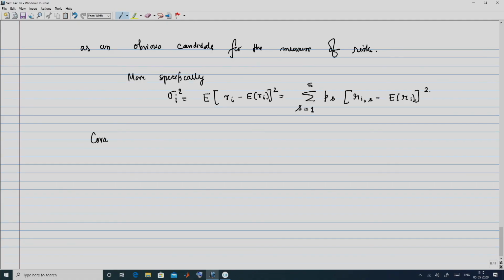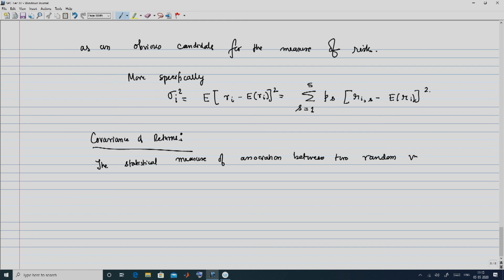So, accordingly we are now in a position to start talking about the covariance of the returns of assets. We start off with this definition of covariance of returns, and I will briefly note down the motivation that I have just discussed. The statistical measure of association between two random variables is the covariance.